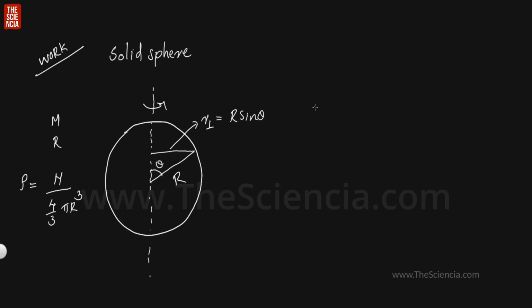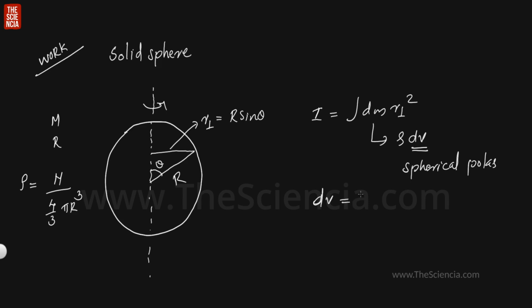Now what is moment of inertia? That is I is equal to integral dm r perpendicular square. Here dm is equal to rho dv. And what is dv in spherical polar coordinates? In this problem we are using spherical polar coordinates because this sphere has a spherical symmetry. So in spherical polar coordinates, dv is equal to r square dr sin theta d theta d phi. Maybe you already know this equation, or I will discuss it in the mathematical class.